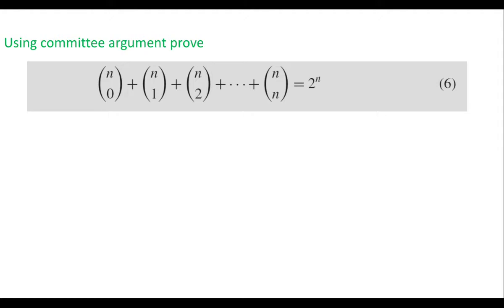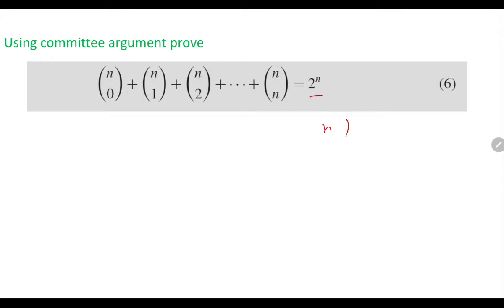Using the committee selection model, prove the following identity. Yes, how do we prove this? So if you see the left hand side, then you can say that there are n people and you have to choose either one person, or let's say first see the right hand side.